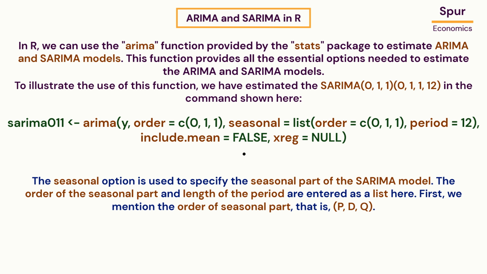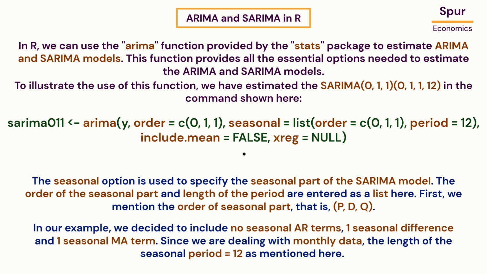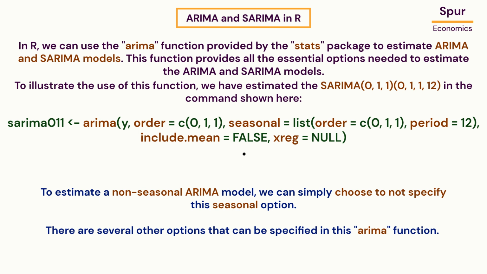First, we mention the order of the seasonal part, that is, capital P, D, and Q. In our example, we decided to include no seasonal AR terms, one seasonal difference, and one seasonal MA term. Since we are dealing with monthly data, the length of the seasonal period is equal to 12, as mentioned here. To estimate a non-seasonal ARIMA model, we can simply choose to not specify this seasonal option.